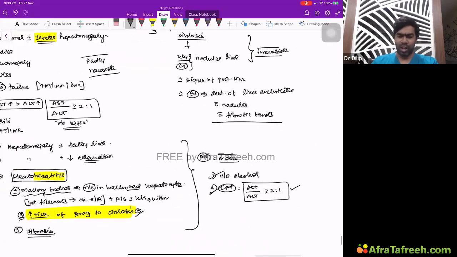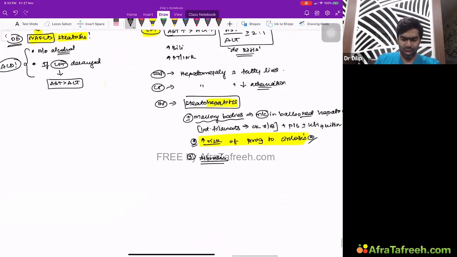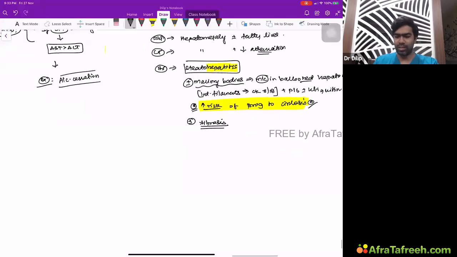In alcoholic fatty liver disease, there is only one treatment that is required. You're not going to manage with any big thing here. You just need alcohol cessation, that's all. Stop taking alcohol. That will completely cure the disease.